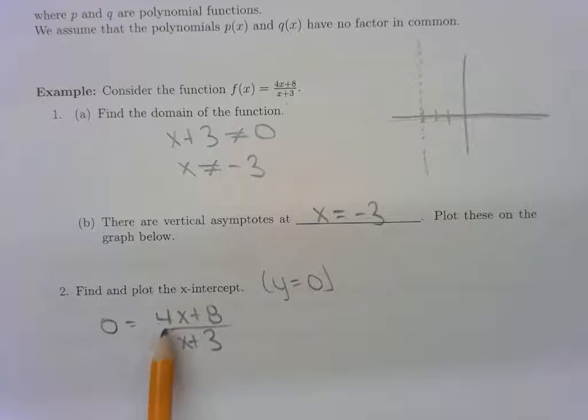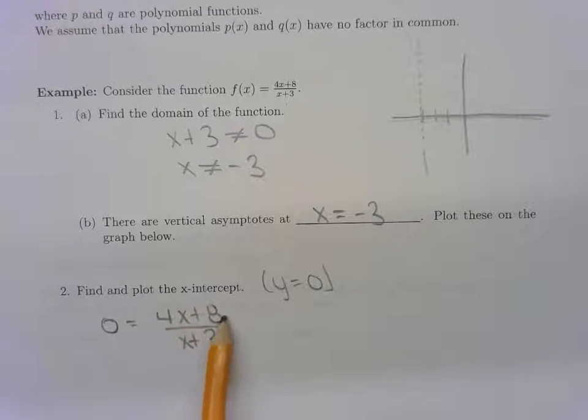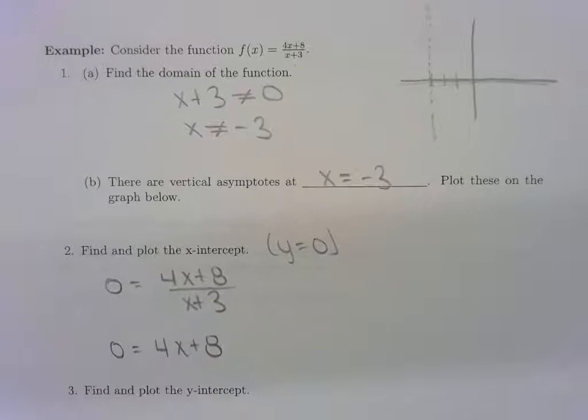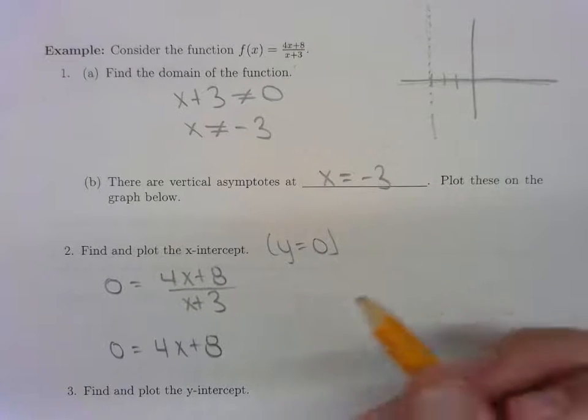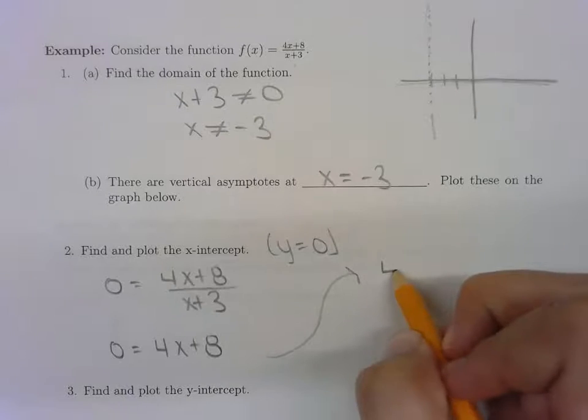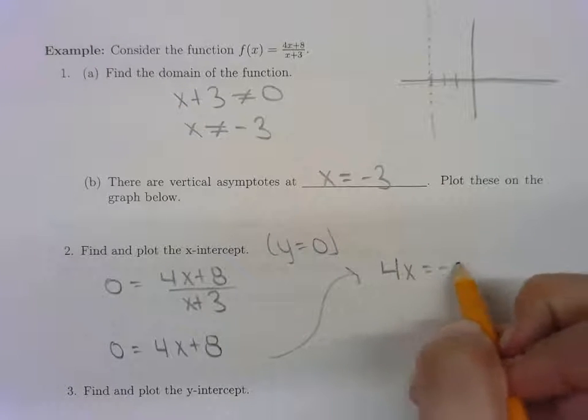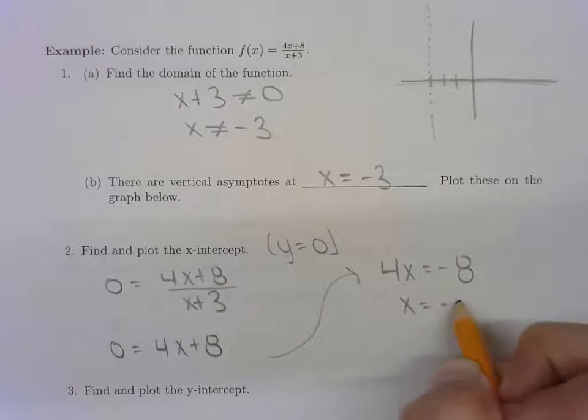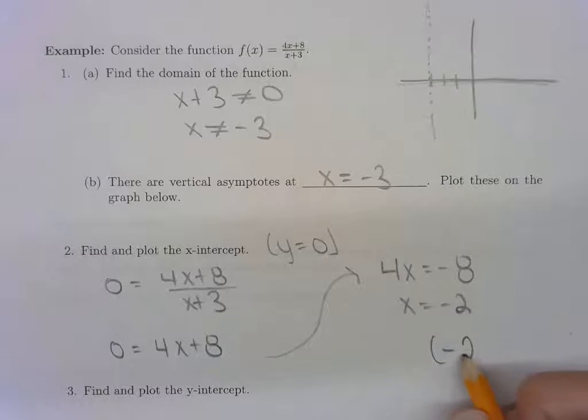Now a fraction is 0 when the numerator is 0, so we really can get rid of that denominator. So we have 0 equals 4x plus 8. Now solving, that would give us 4x equals negative 8, so x equals negative 2. So our x-intercept would be negative 2, 0.